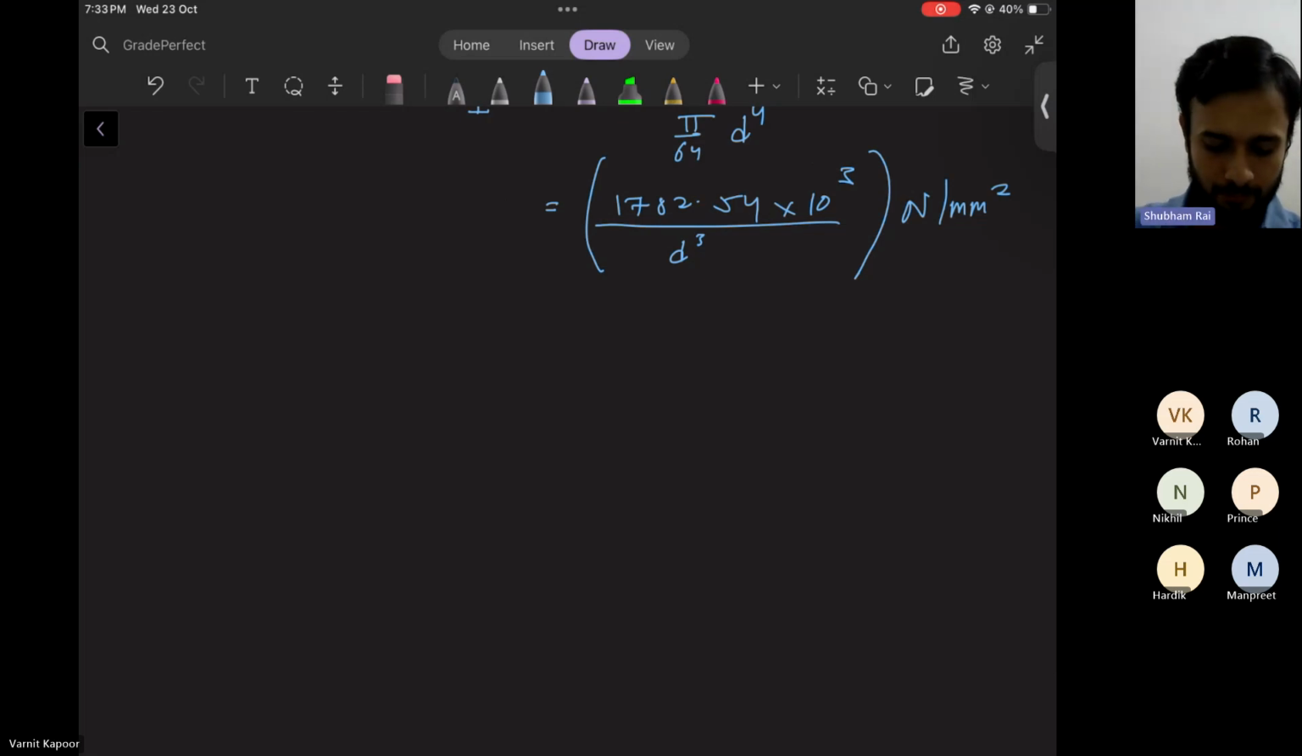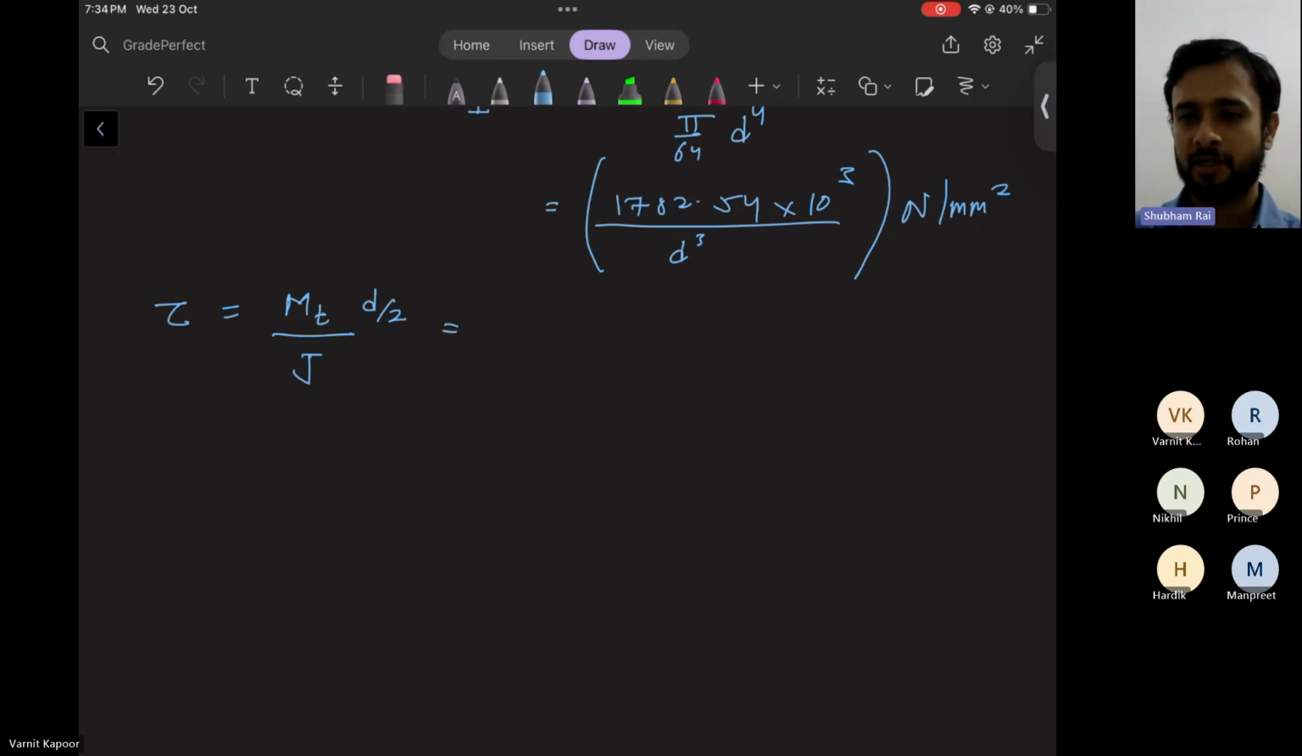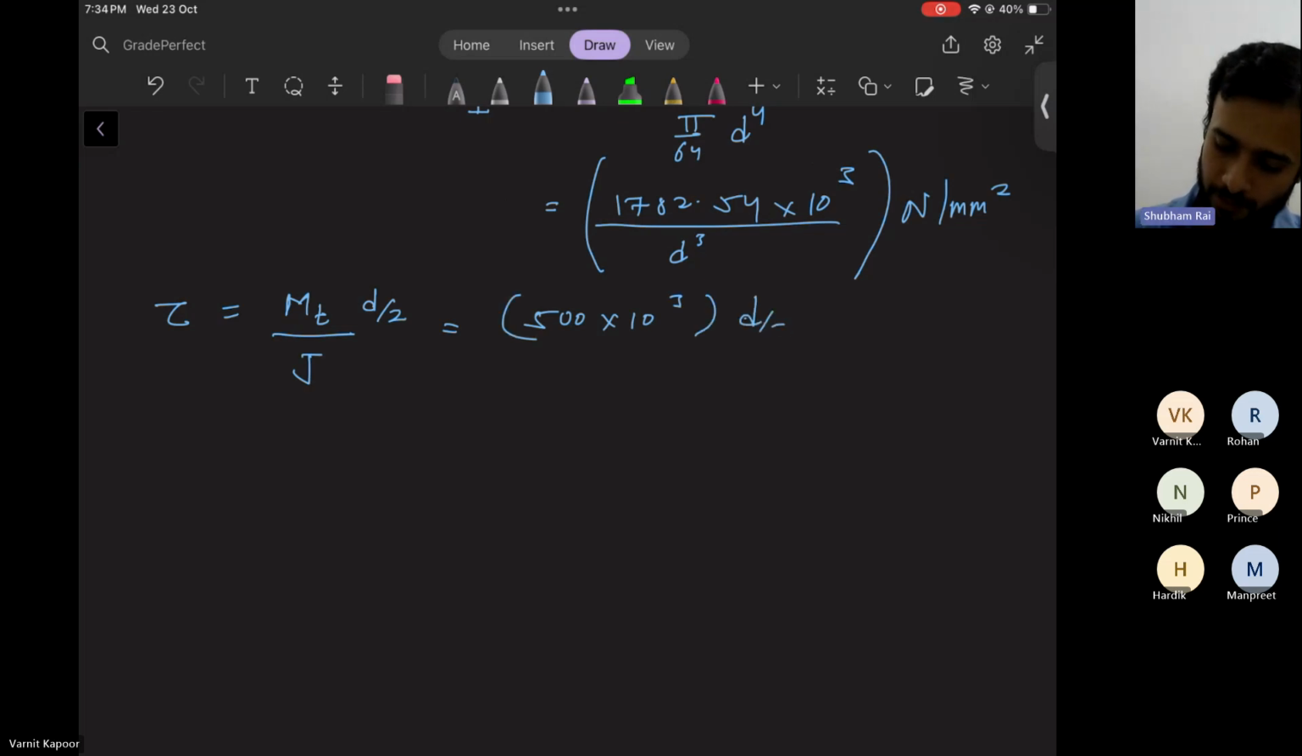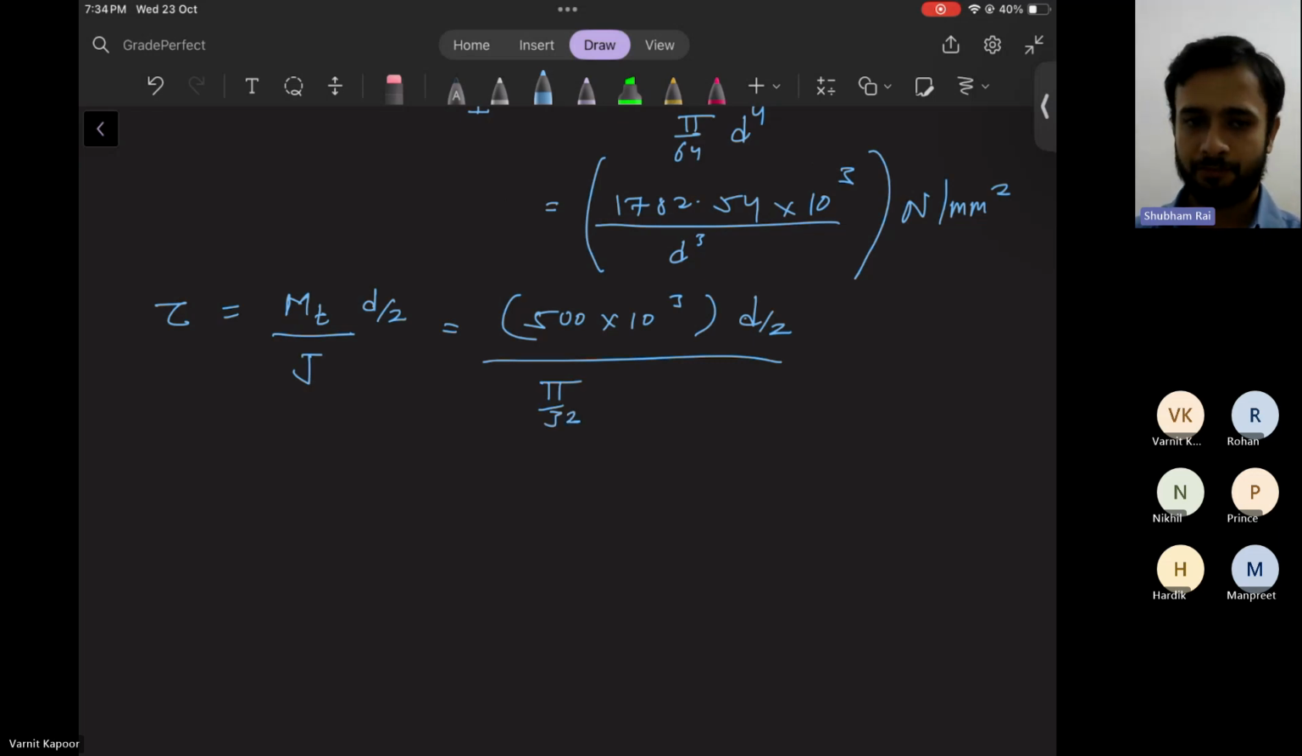Let's calculate the shear stress due to torsion. What is the formula for shear stress due to torsion? You know that it is the twisting moment multiplied by the maximum distance, which is d by 2, and divided by the polar moment of inertia J. The polar moment of inertia will be double the moment of inertia that we have taken in bending. So M_T is again 500 into 10 to the power 3, and here we have d by 2, and here we have pi by 32.